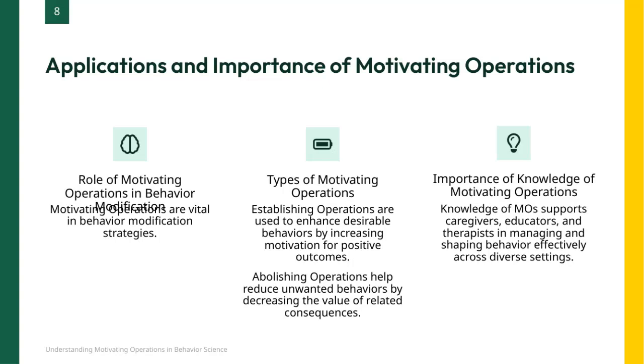Motivating operations play a crucial role in behavior modification, acting as key drivers behind why behavior occurs. They help us understand what increases or decreases a person's motivation to engage in certain behaviors. There are two main types. Establishing operations, which boost motivation for positive behaviors by making desired outcomes more valuable, and abolishing operations, which decrease motivation by reducing the appeal of certain consequences, helping to minimize unwanted behaviors.